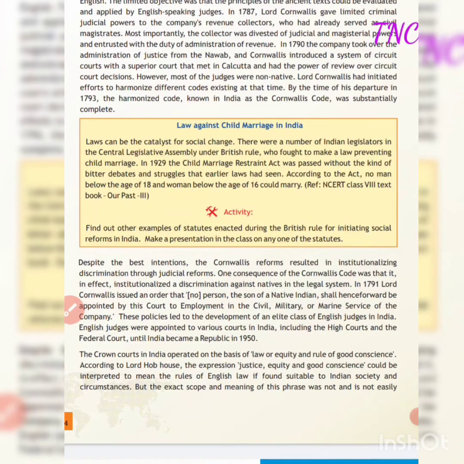There were a number of Indian legislators in the Central Legislative Assembly under British rule who fought to make a law preventing child marriage. The concept is that we can understand our own situation best. Whatever the Indian people in the society of the British era were tolerating, whatever they were subject to, whatever ill practices were prevalent, because of which the plight of children or women was so poor and deteriorating.